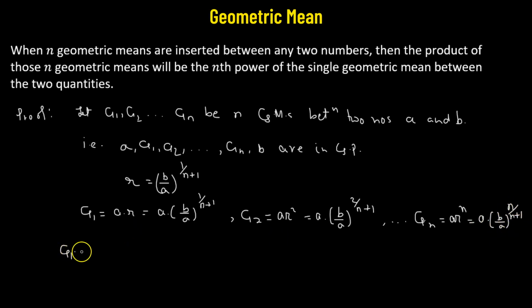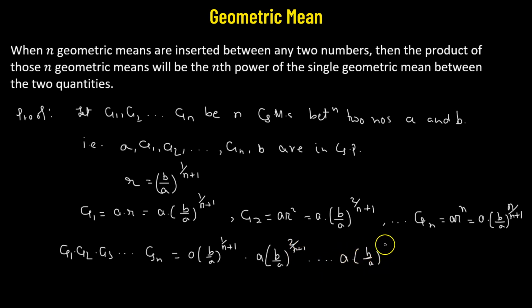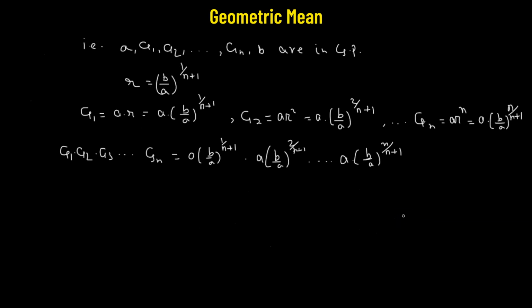Now we take the product of all geometric means, so g1 times g2 times g3 all the way up to gn. This will be equal to a times (b over a) raised to the power of 1 over n plus 1, multiplied by the second geometric mean, a times (b over a) raised to the power of 2 divided by n plus 1, and goes all the way up to the nth geometric mean, which is a times (b over a) raised to the power of n divided by n plus 1.